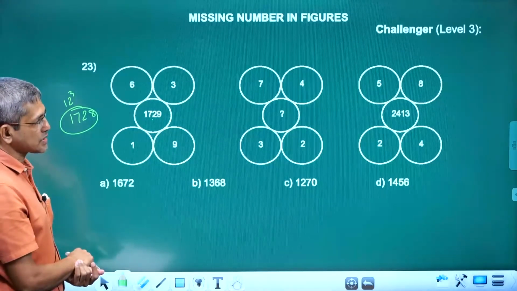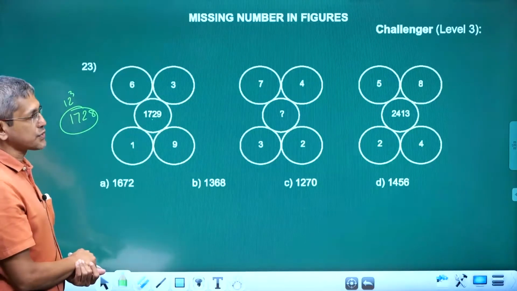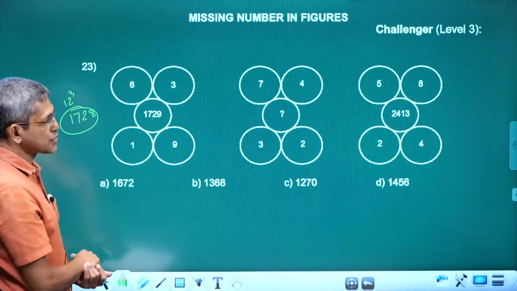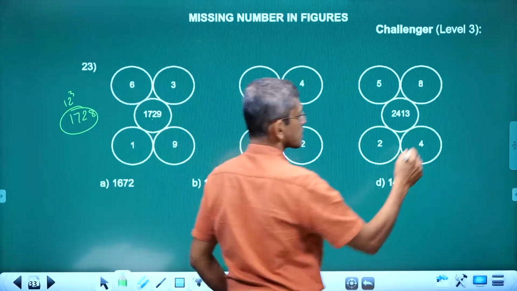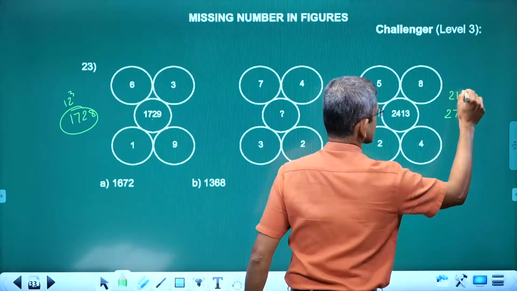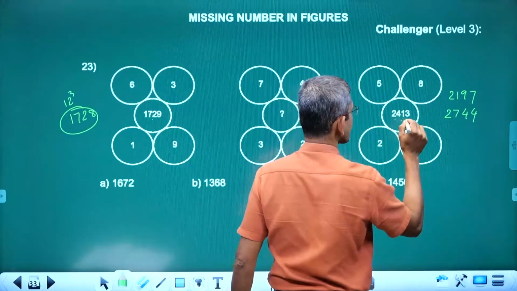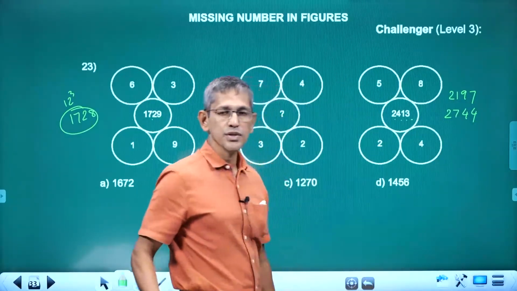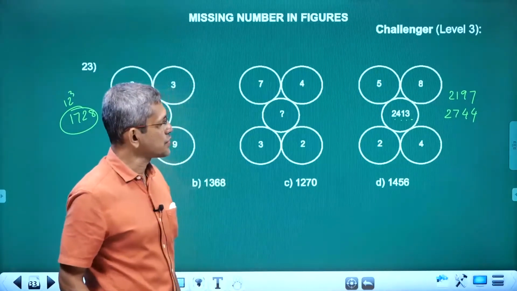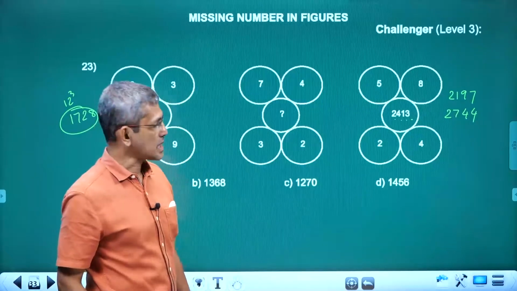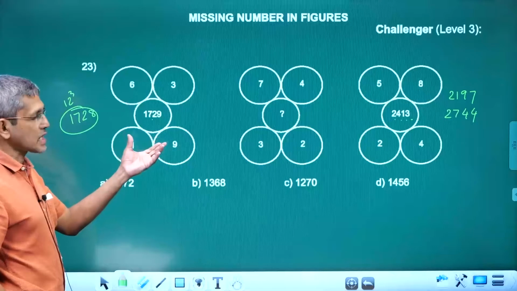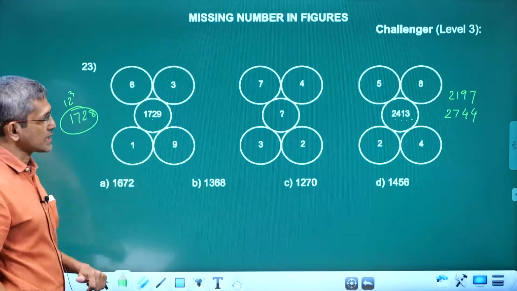And how about 2413? Is there any cube near that 2413? Well, 2197, that is 13 cube. Then 14 cube is 2744. 2197 is 13 cube. That means for 2413, there is no such cube near that number. So there is no need to waste your time on the cubes pattern. It doesn't work that way. What else?